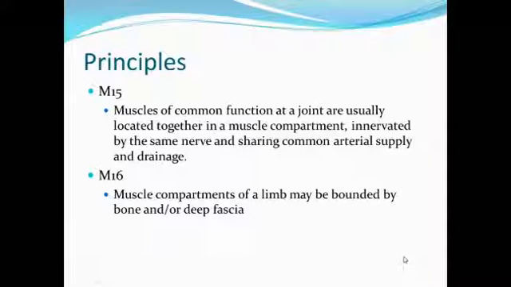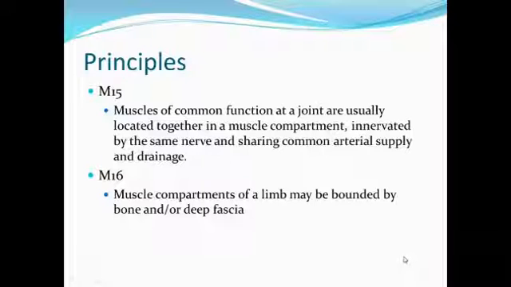So hopefully as you were reviewing or thinking about what you remembered about muscle compartments, terms like common function, common nerve and blood supply were coming into your mind. So function in a muscle compartment is localized to a particular region, it acts on a similar joint, and there's also a benefit of helping to limit infection spread.